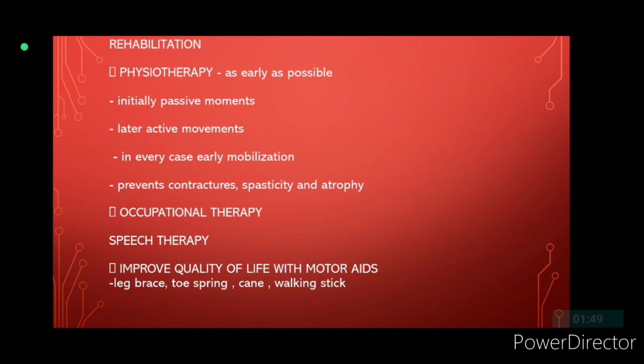Rehabilitation: physiotherapy as early as possible. Initially, passive movements. Later, active movements. In every case, early mobilization. Prevent contractures, spasticity, and atrophy. Occupational therapy. Speech therapy. Improve quality of life with motor aids: leg brace, toe spring, cane, walking stick.